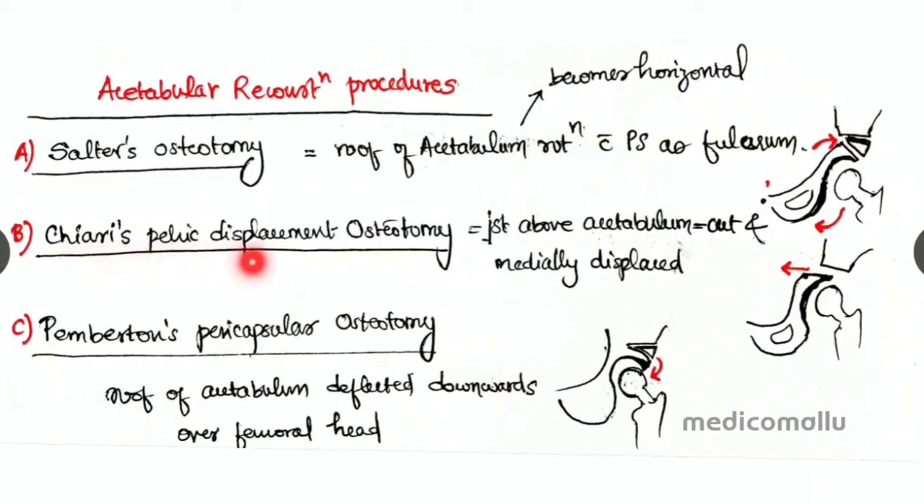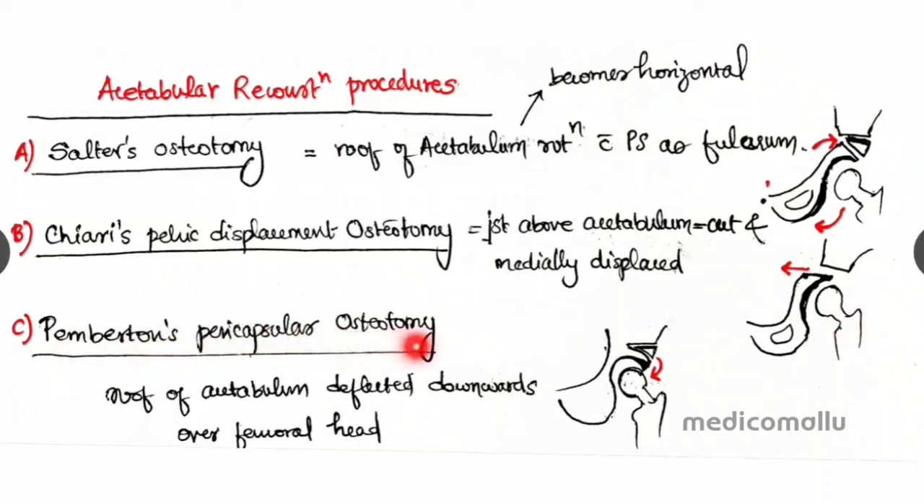Second is the Chiari's pelvic displacement osteotomy. Just above the acetabulum, it is cut and medially displaced. Just above the acetabulum, it is cut, and this portion, the acetabulum and its lower part of the bone, is being displaced medially. Again, the roof is extended, and this cavity becomes broader and deeper, and this again protects against its displacement in the future.